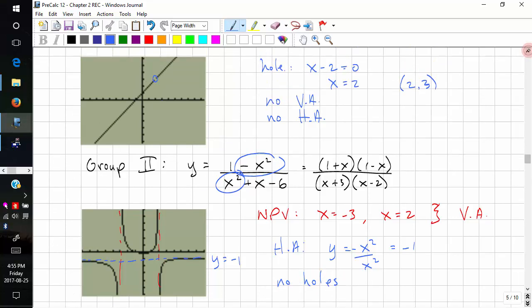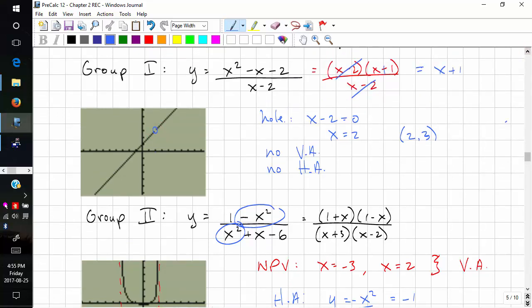Sorry, I want to just go back to this one. Your calculator won't always show the hole. You always have to look for the NPVs.